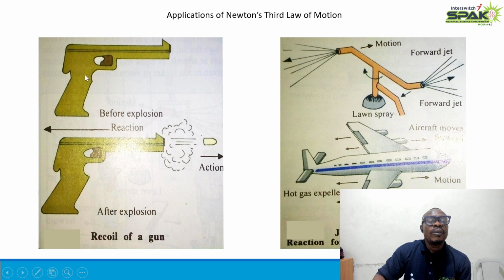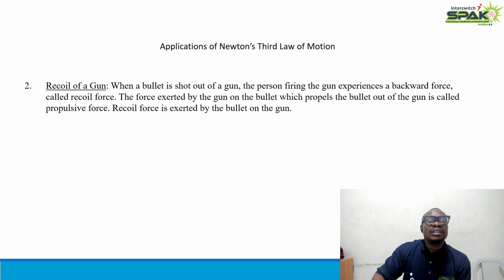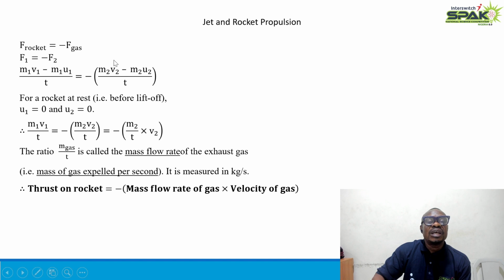The same thing goes here, the final momentum of the gas minus the initial momentum of the gas, over time. But the rocket was at rest, and the gas in there is also at rest. So when you substitute 0 for u1 here and 0 for u2 here, you are going to have m1v1 over t equal to negative m2v2 over t. So let's look at this m2v2 concerning the gas.